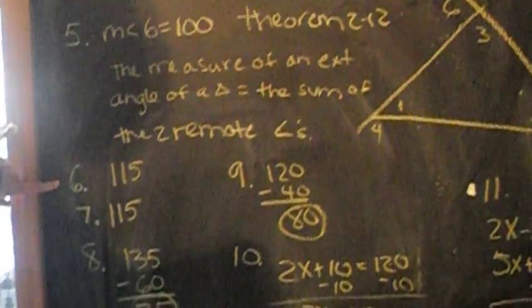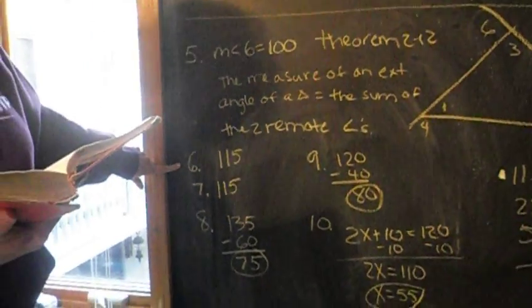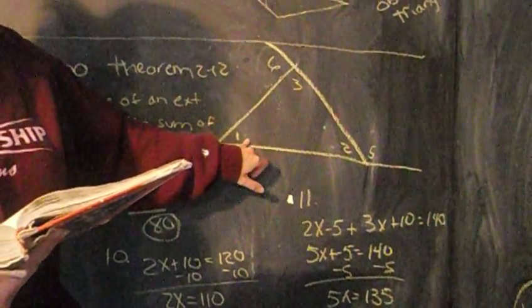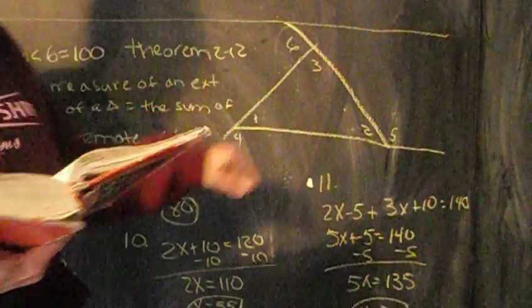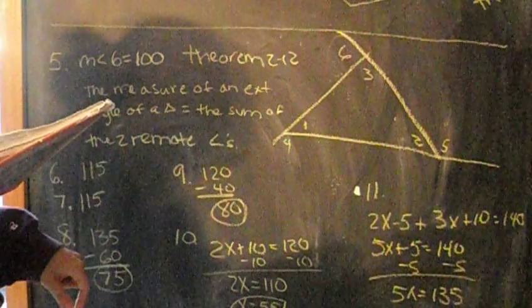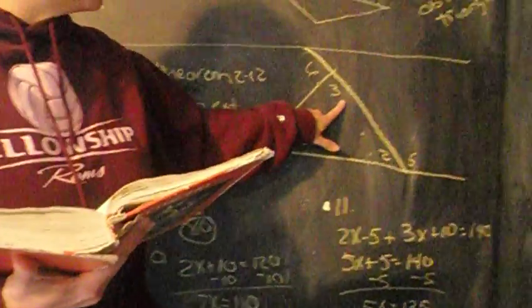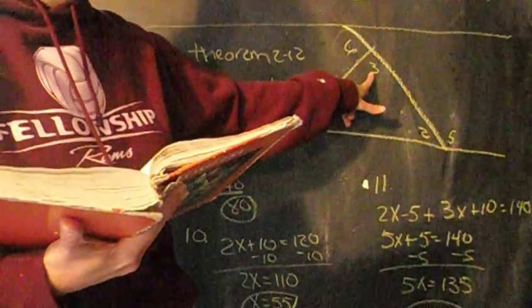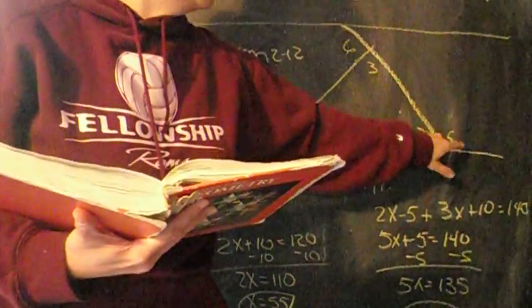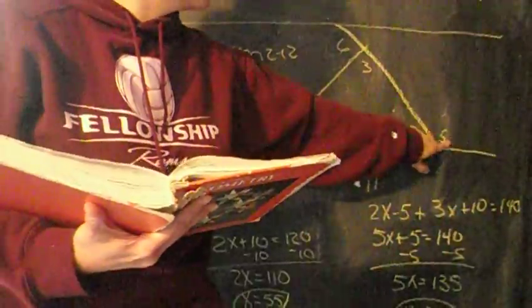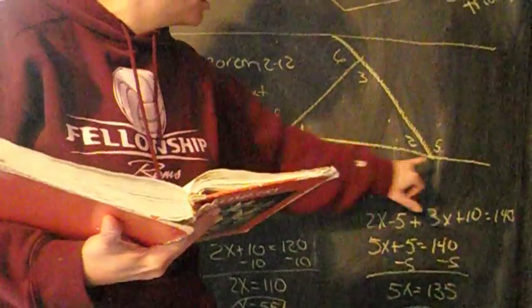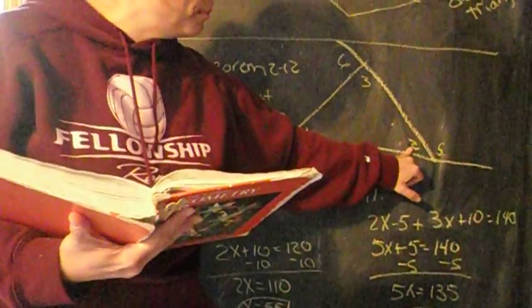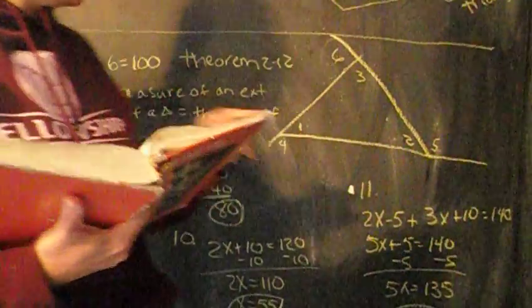So number 6 was 115 because 1 and 3, 1 was 45, 3 was 70, and they wanted to know the measure of angle 5. So if you add those two together, you're going to get 115, and these are the two remote angles. This is the exterior, and if you have an exterior angle, it's going to be the sum of the two remote. It's not going to be the sum of the one that's supplementary. It's going to be the sum of the two remote.